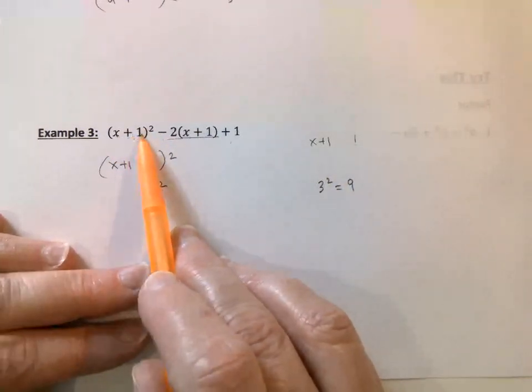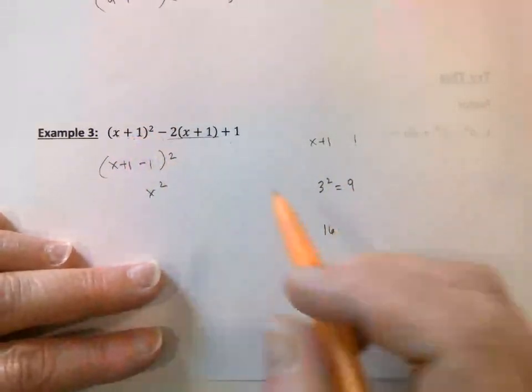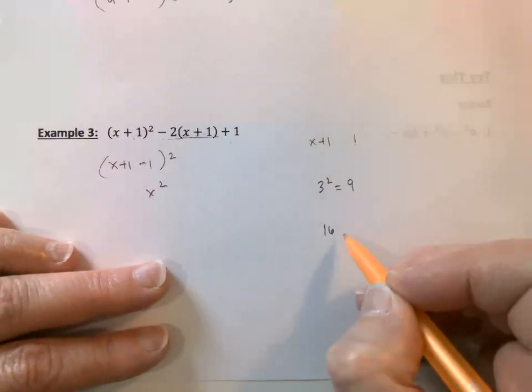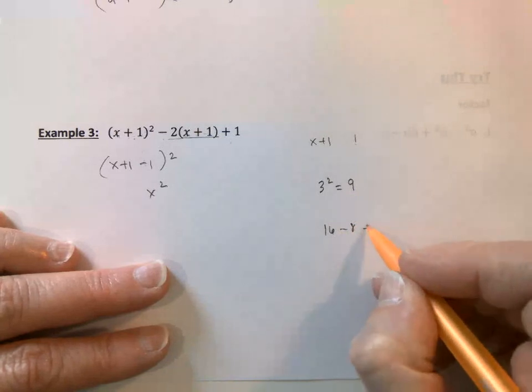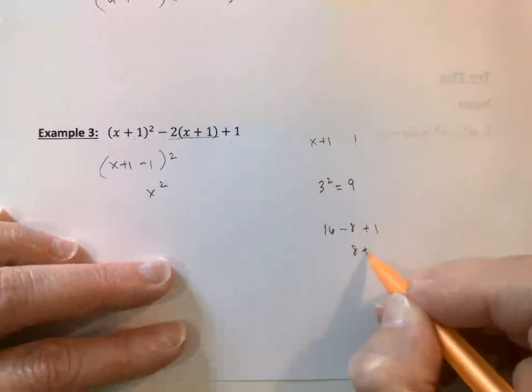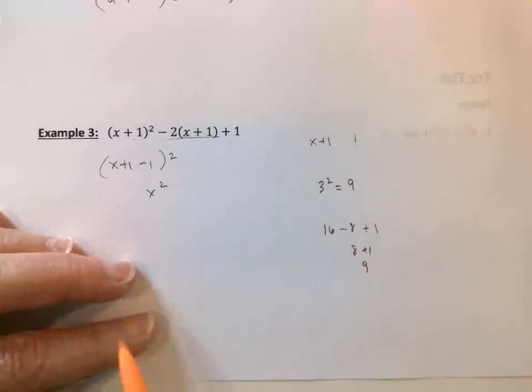So 3 plus 1 is 4. 4 squared is 16. 3 plus 1 is 4. 2 times 4 is 8. So it would be minus 8 plus 1. 16 minus 8 is 8, plus 1 is 9. So this is correct. Okay.